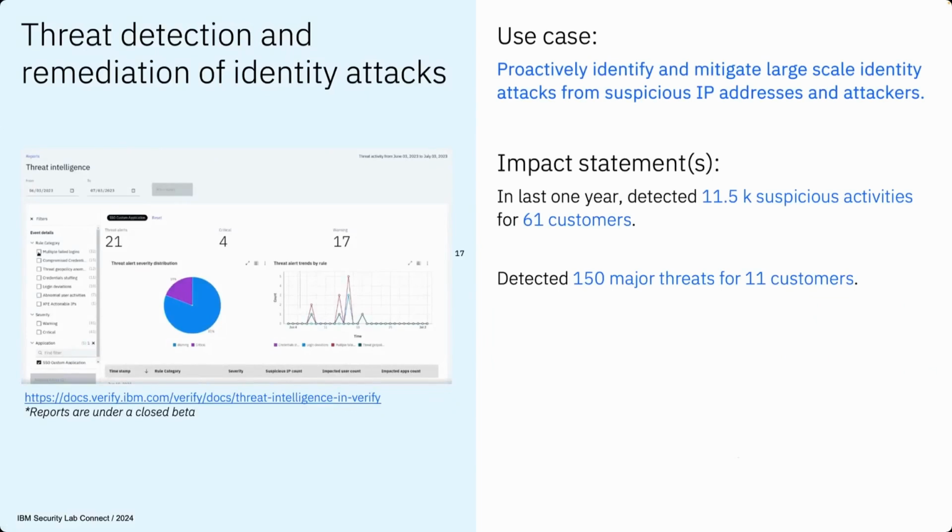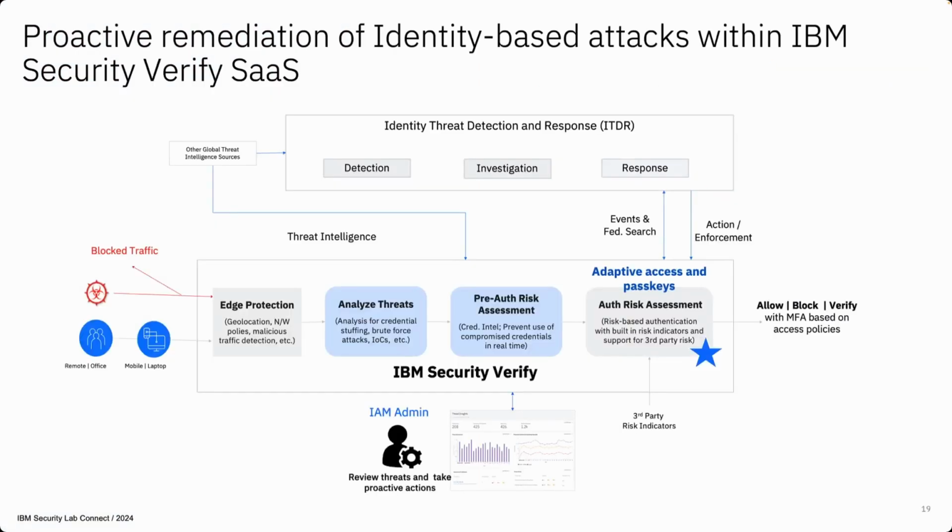Okay, the threat detection and remediation of identity attacks. The use case here is to proactively identify and mitigate large-scale identity attacks from suspicious IPs and attackers. The impact statement here is that in about 1 year, we detected 11 and a half million suspicious activities for 61 customers. We've detected 150 major threats for 11 customers, and we actually, as of recently, detected one yesterday.